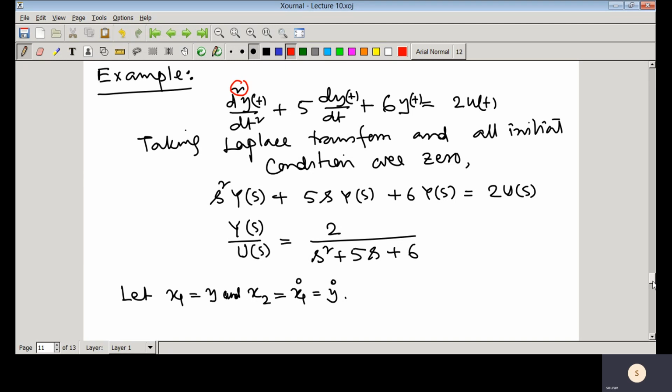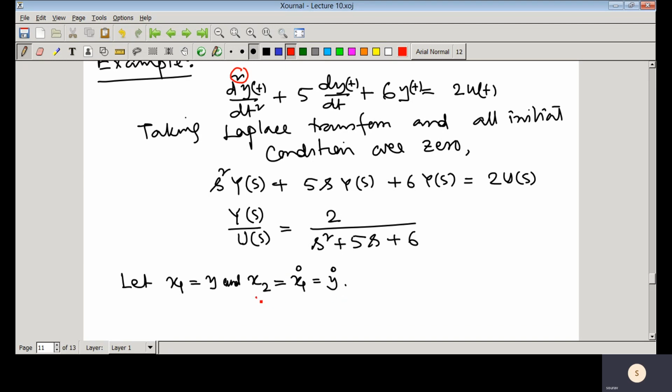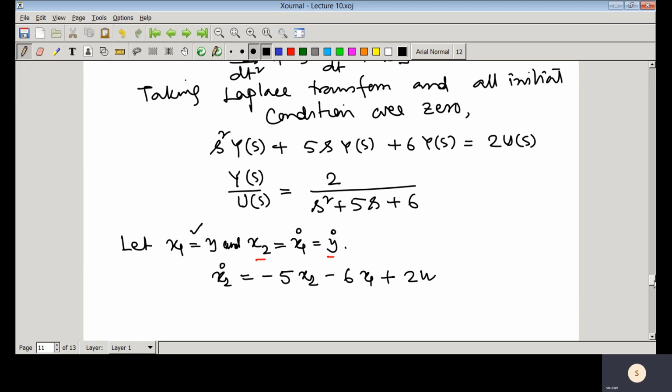So here x2 equal to y dot, so we can represent x2 dot, here x2 dot equal to minus 5 dy by dt. So dy by dt means x2, minus 6y equal to x1. Here you can see y equal to x1 plus 2u. So this is that first state equation, and the second state equation is x1 dot, here you can see x1 dot equal to x2.